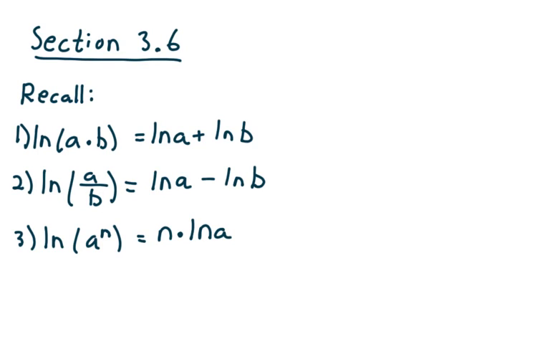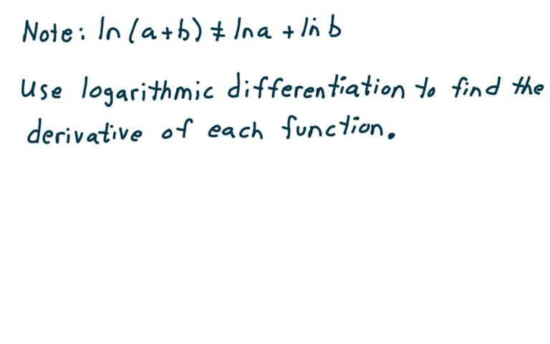Recall. Number 1, natural log of a times b is equal to natural log of a plus natural log of b. Number 2, natural log of a over b is equal to natural log of a minus natural log of b. Number 3, natural log of a to the n is equal to n times the natural log of a. Note, natural log of a plus b is not the same as natural log of a plus natural log of b.